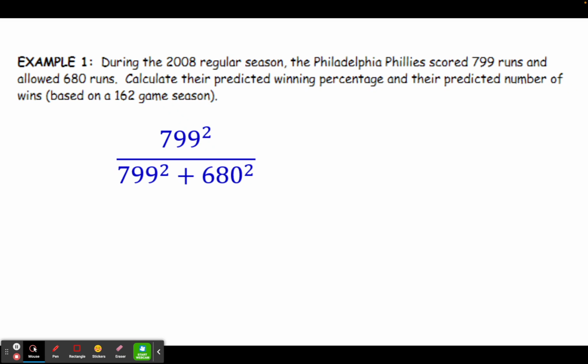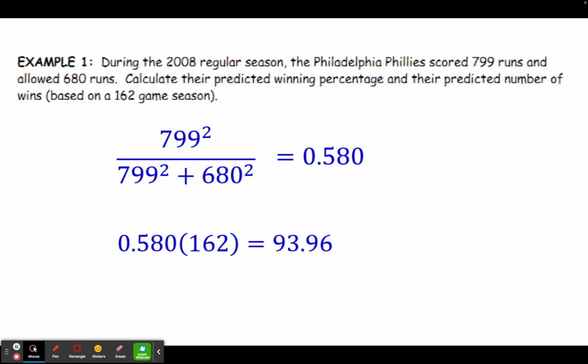So here's the formula with the numbers substituted in. And when we calculate that rounded to 3 places, we get a winning percentage of 0.580 or 58% of their games. Now, if the season has 162 games, 58% of 162 means that they should win 93.96 games during that season.